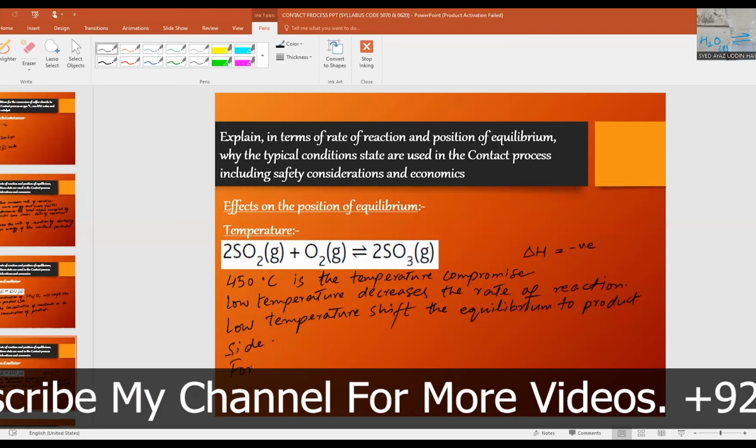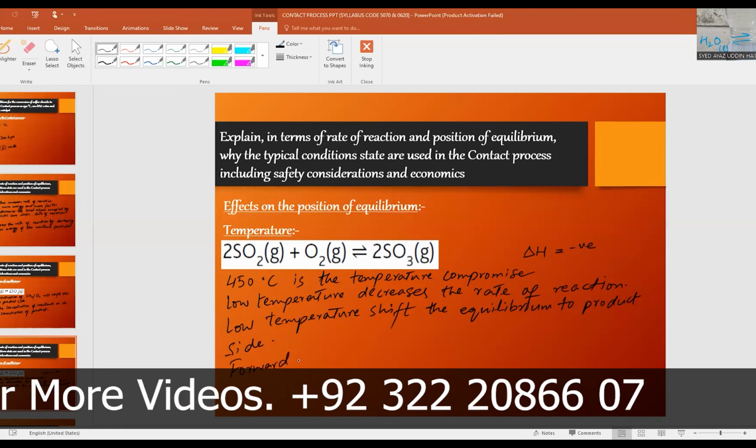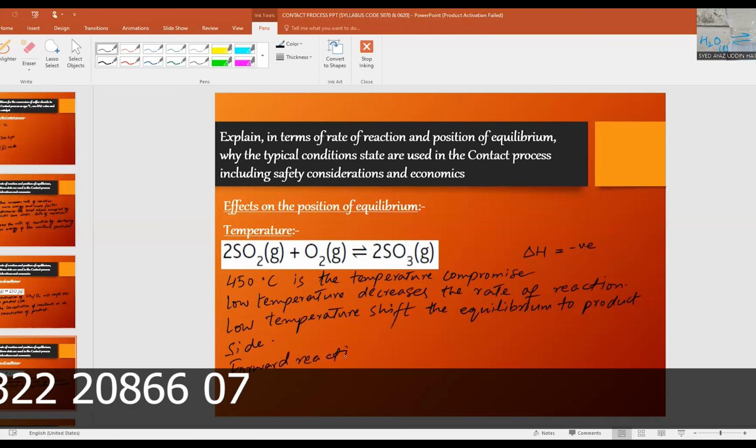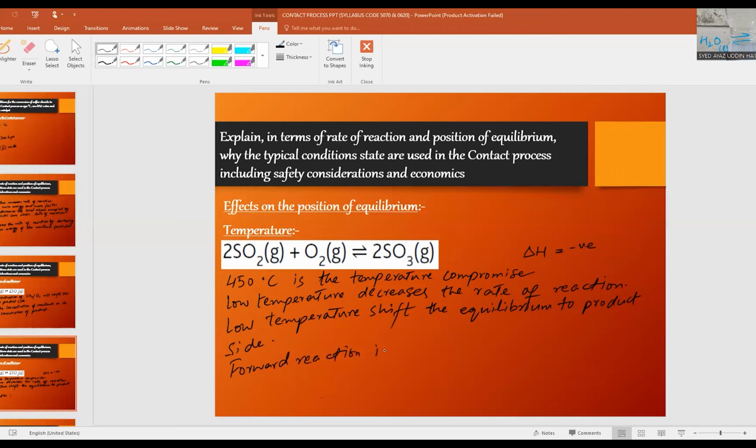Forward reaction is exothermic, or you can even write backward reaction is endothermic.